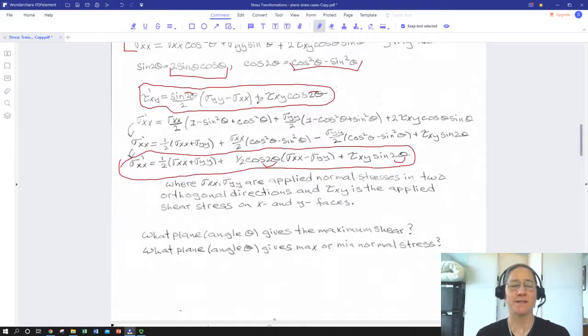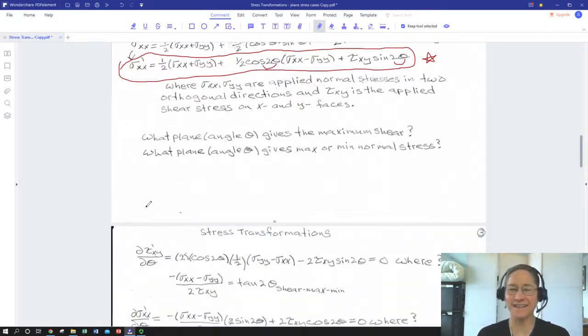So these are what we call our stress transformation equations. If you want to know the shear and normal stress at a plane whose surface normal is tilted at any angle theta with reference to the x-axis, and you know the applied stresses in the x and y direction and applied shears, there you go. You can calculate it for any plane.